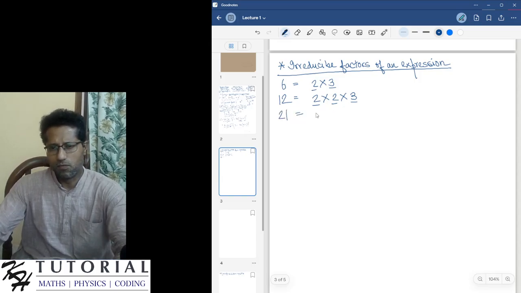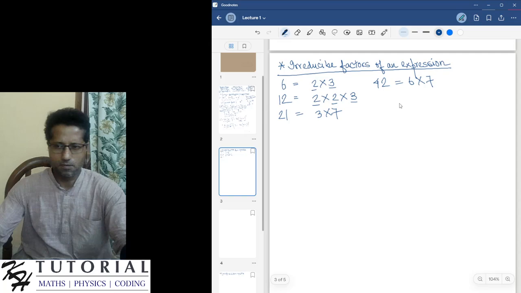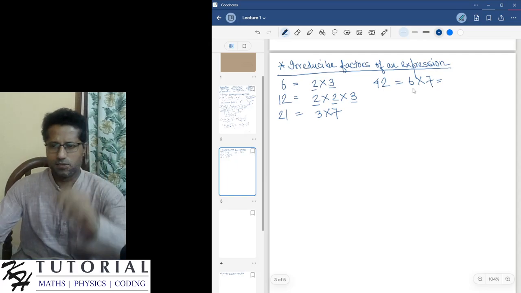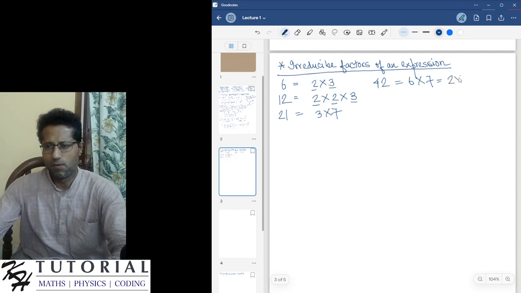Let's say 21. So this is equal to 3 into 7. Let's say 42. 42 is 6 into 7. Now 6 into 7 is not the prime factorization of 42. The prime factorization of 42 will be, because 7 is a prime number, that is fine, but 6 is not a prime number. We have to further factorize 6. So it will be 2 multiplied by 3 multiplied by 7.